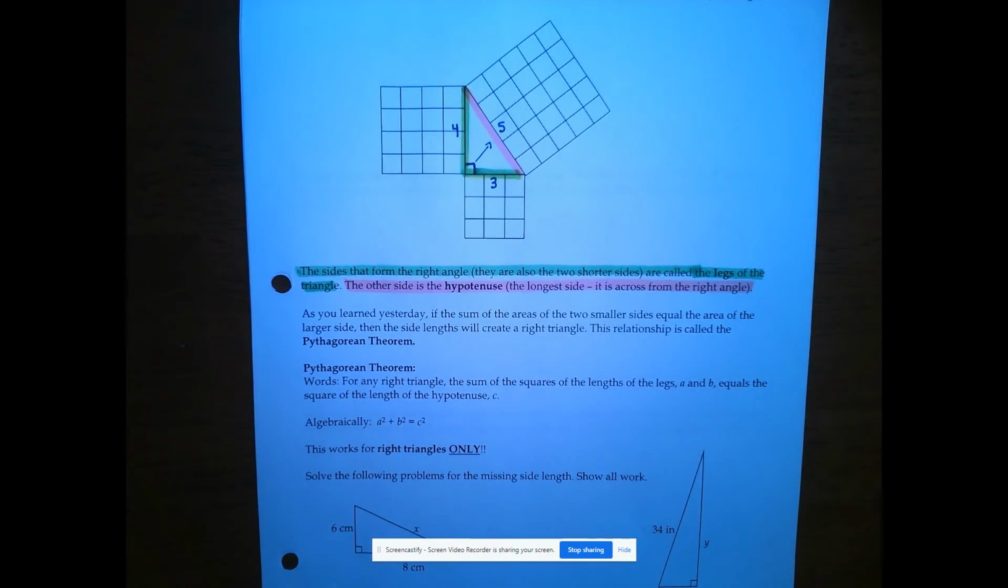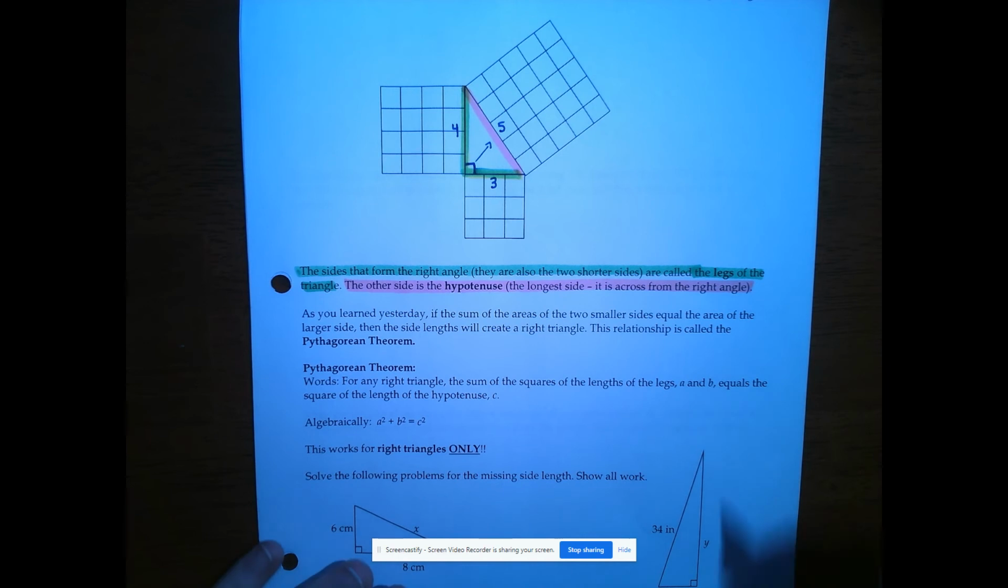As you learned in Unit 6, Lesson 1, if the sum of the areas of the two smaller sides equals the area of the larger side, then the side lengths will create a right triangle. This relationship is called the Pythagorean Theorem. It is specific only to a squared plus b squared equals c squared. In the previous lesson, we looked at whether it was greater than or less than, and this one is only for equal to, and it only works for right triangles.